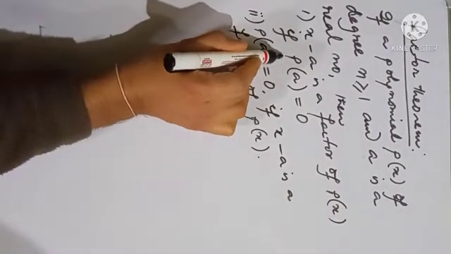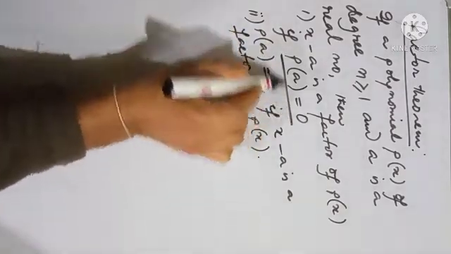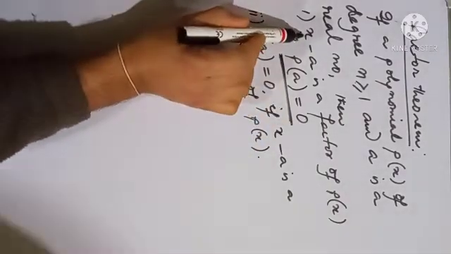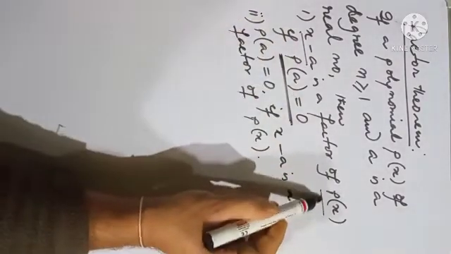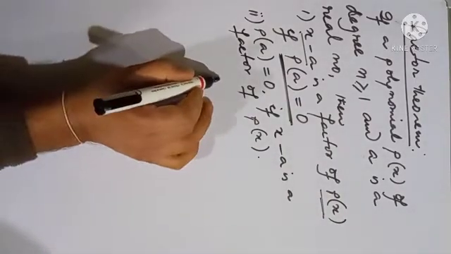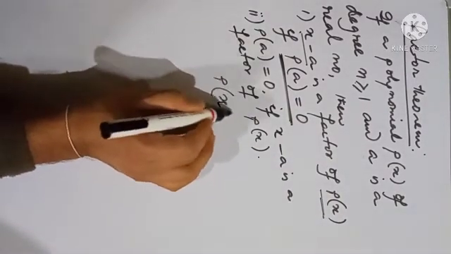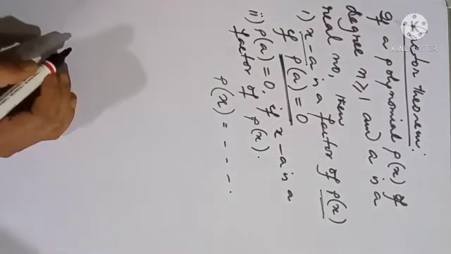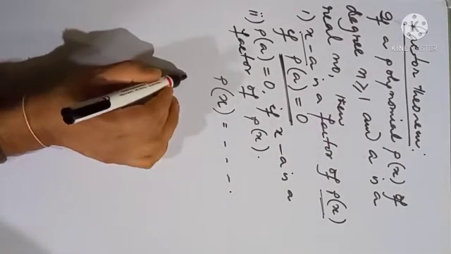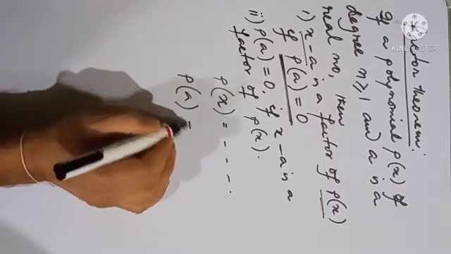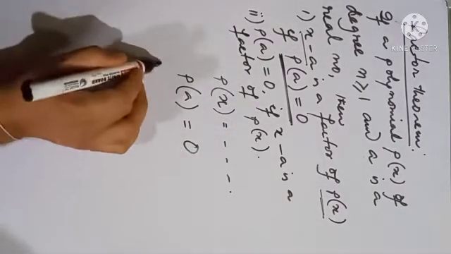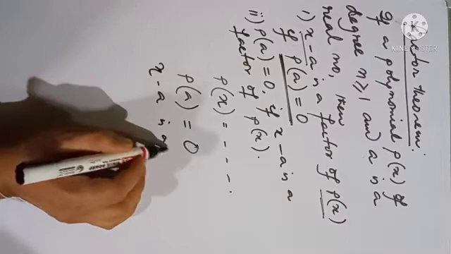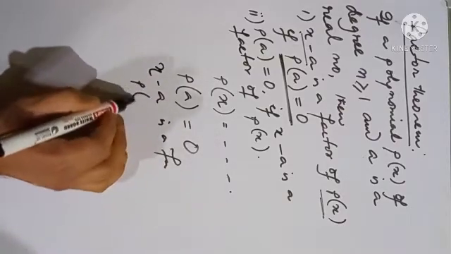It says that x minus a is a factor of p of x if p of a is 0. What does it mean? If the remainder is 0, then definitely x minus a is a factor of p of x. I'll tell you the meaning. There is a polynomial p of x. Now you find the value of p of a. If you get 0, it means x minus a is a factor of this p of x.